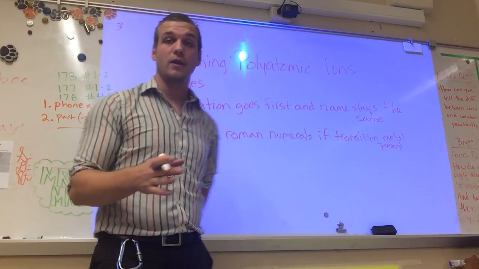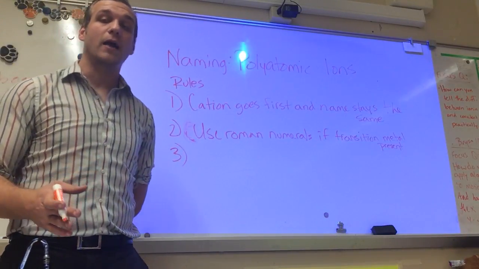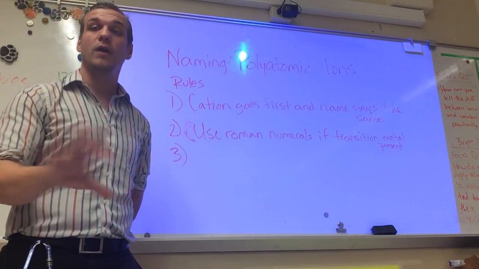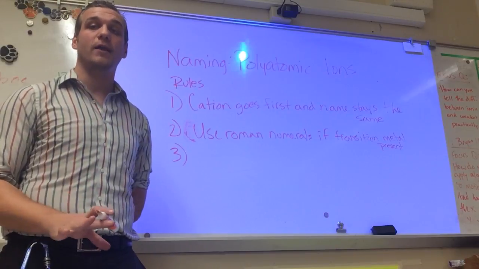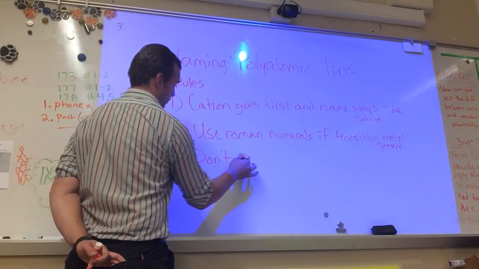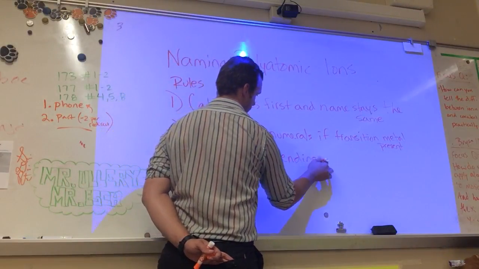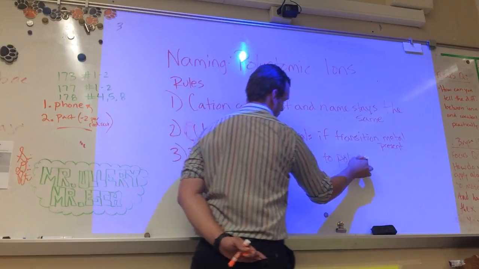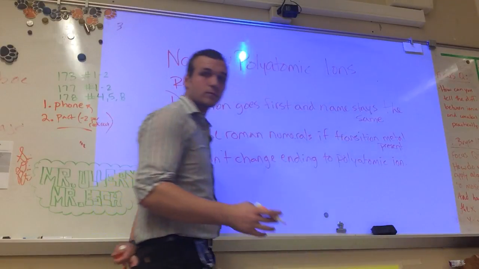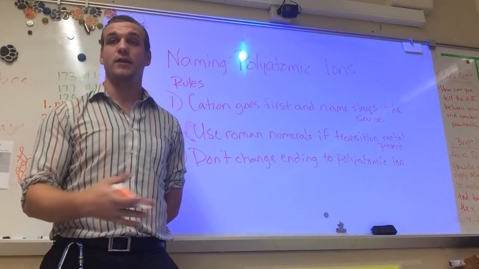The third rule is actually the easiest. The third rule for polyatomic ions says that keep the polyatomic ion as it is. Do not change it. Do not change the polyatomic ion at all. So don't change the ending, okay? That is very important. Because if you change the ending, it's going to be wrong.